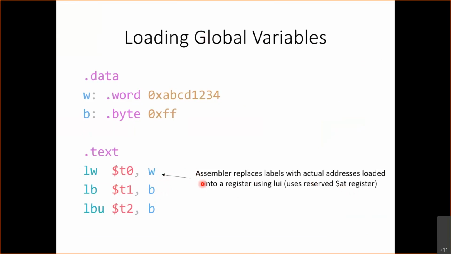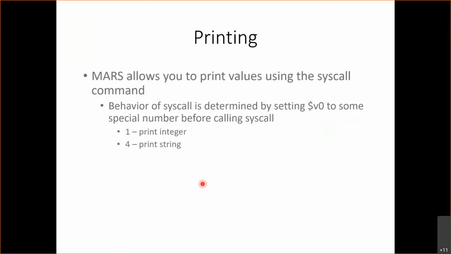All right, now let's look at printing. When we write programs, we don't just write assembly code where the values stay in the processor. We are usually interested in printing the results and showing them to the user. And Mars provides us with a way of printing, and this is specific to Mars, by the way. This is not MIPS, what I'm about to explain.